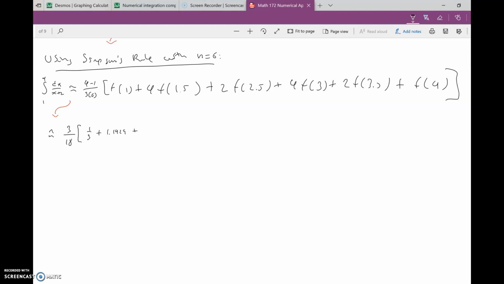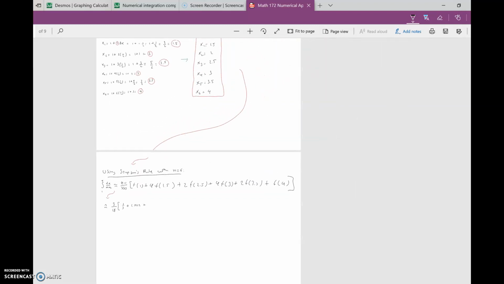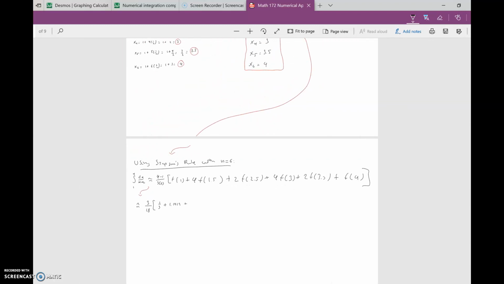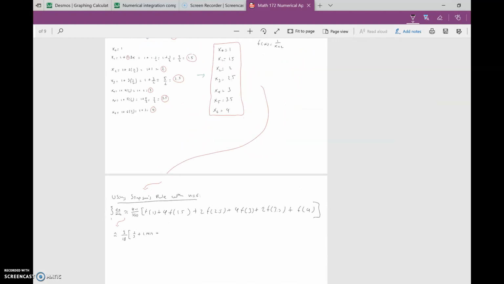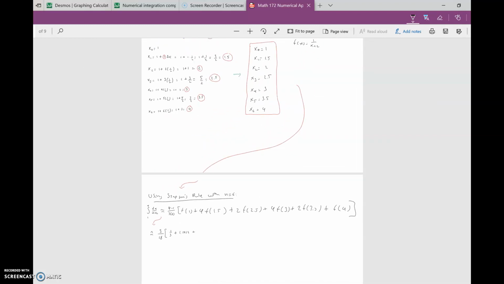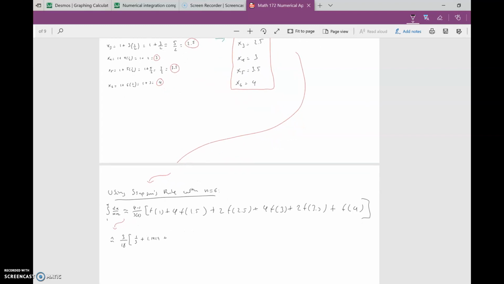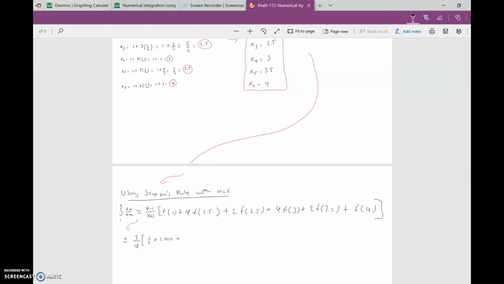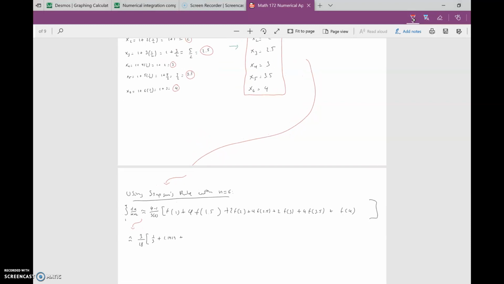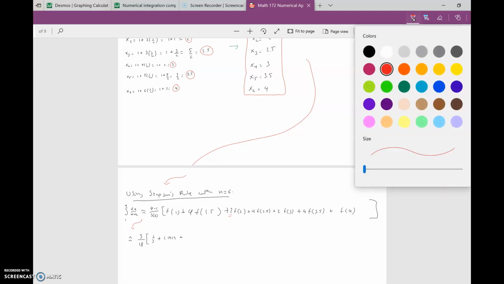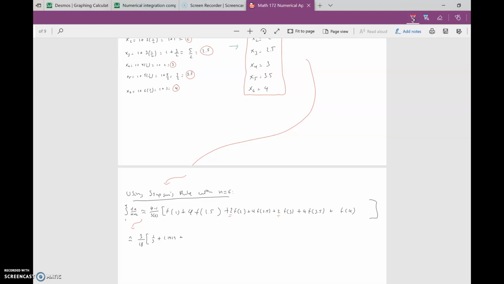Wait, I think I'm missing the 2. Yeah, I'm missing the 2. So give me just a second. So it's going to be f of 1, for 1.5, 2 of 2. Oh, okay, I have a mistake here. Let me fix it. Okay, so I accidentally skipped this one. So let me just highlight the 2 so that I don't forget about them.